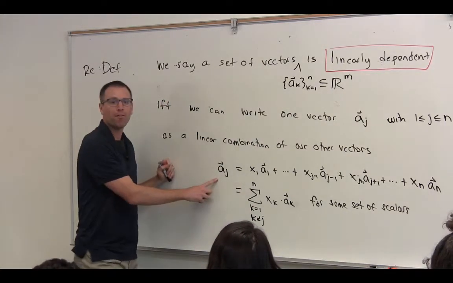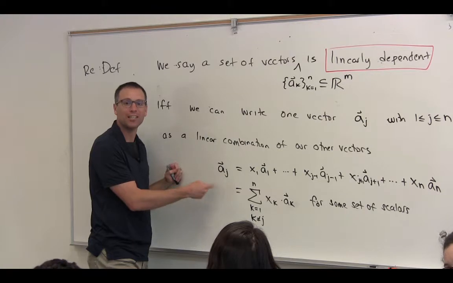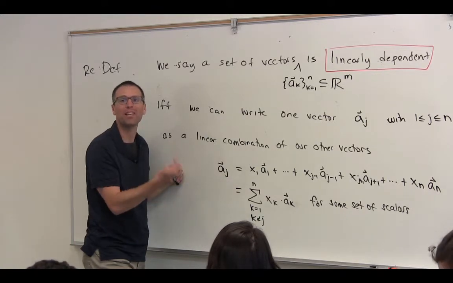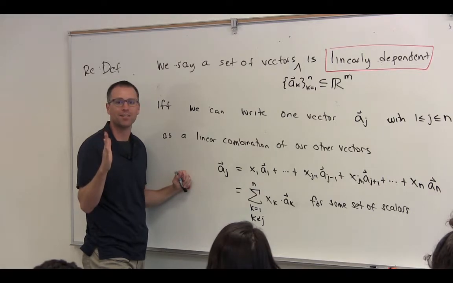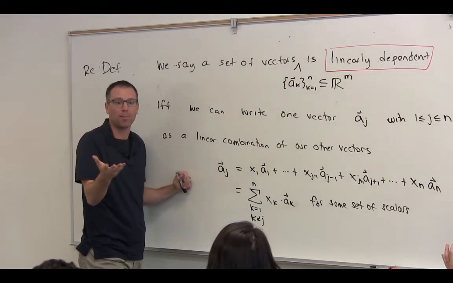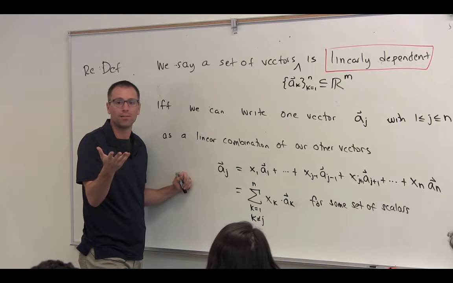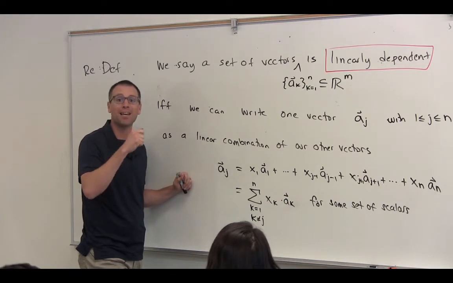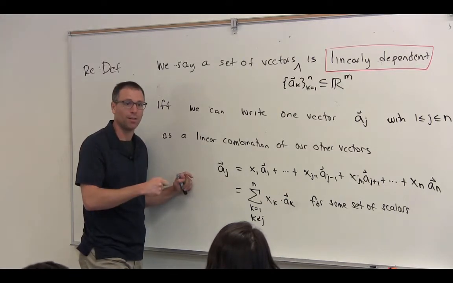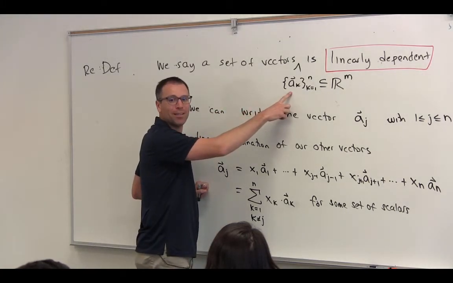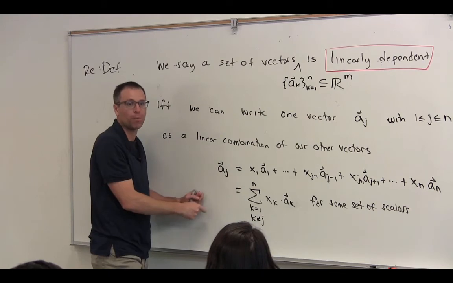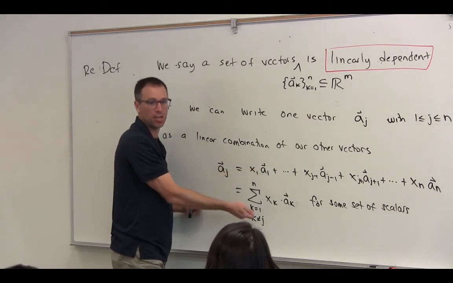At least one of the vectors contains redundant information with respect to linear operations. What's the canonical linear operation that exists in this class? Linear combination. What's a linear combination? Scalar vector multiplication and vector addition. What does it mean for a set of vectors to be linearly dependent? One of those can be written as a linear combination of the other ones.